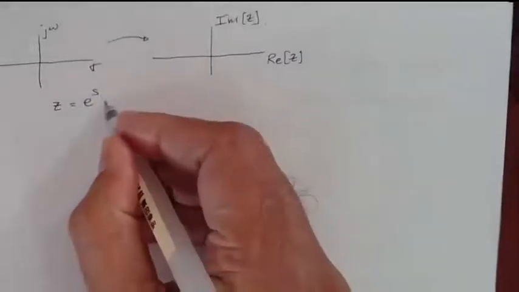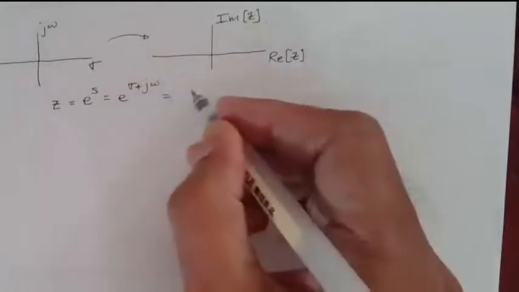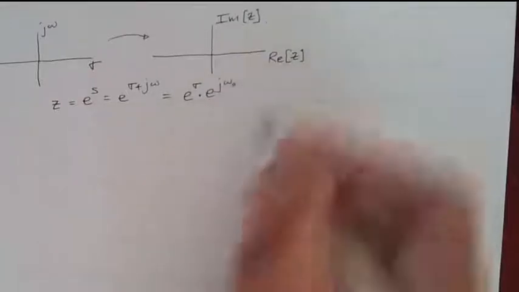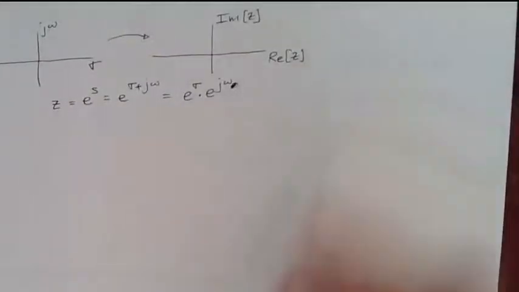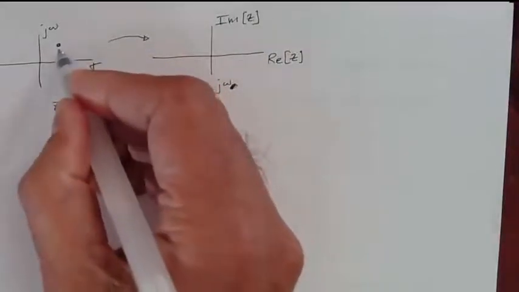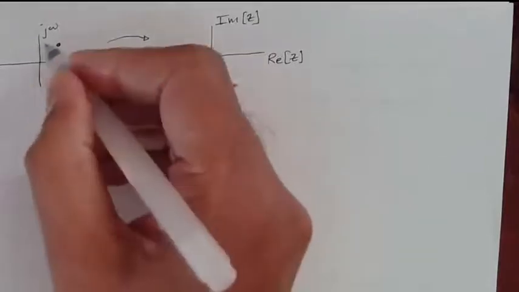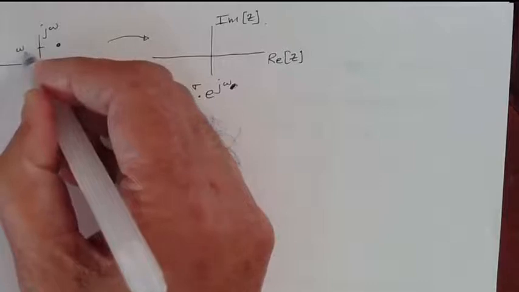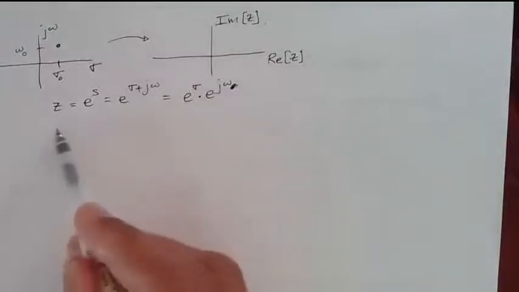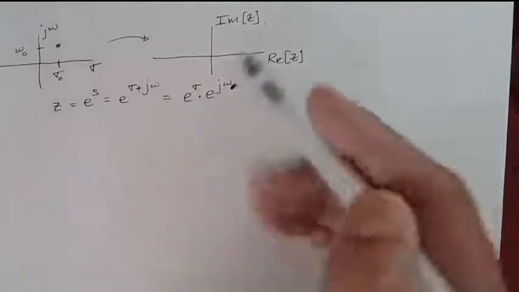Right? Or I can write that as e to the sigma plus j omega, or that is e to the sigma times e to the j omega. Okay, so if I pick a point here, that point is going to be defined by a value of sigma, let's call that sigma 0, and a value of omega, let's call that omega 0. That's where this omega 0 came from. And now if I use this mapping, this point here will get mapped to a point.